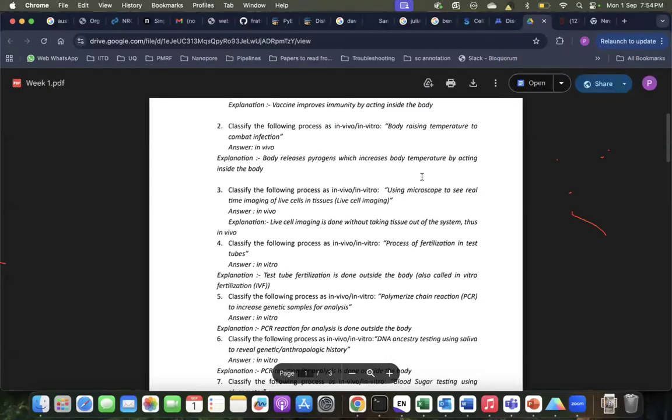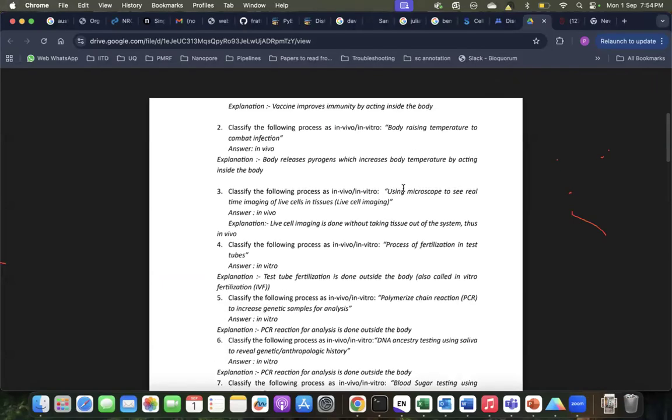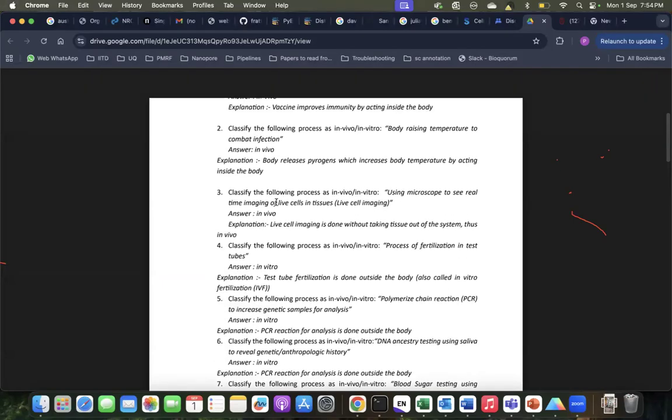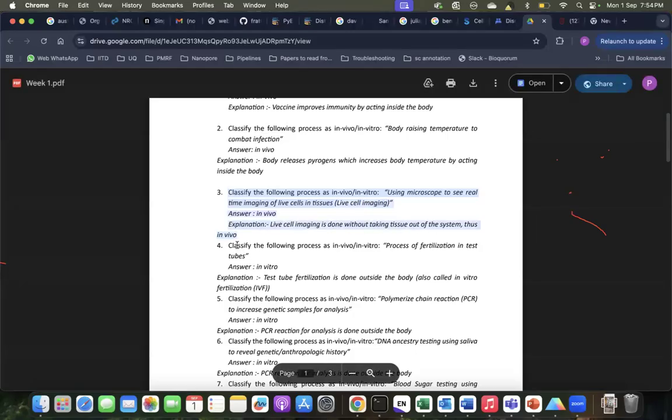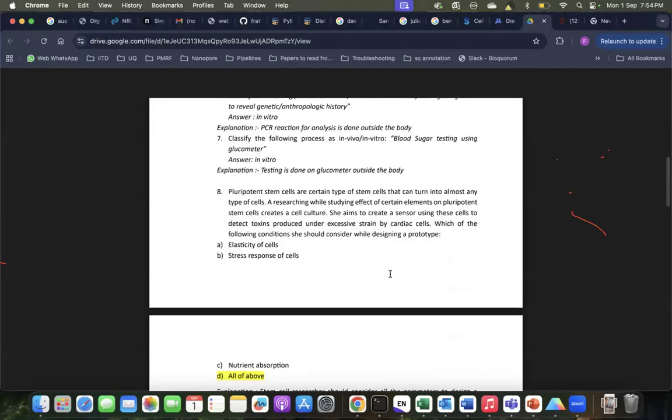So what you had talked about here, yeah. This question, right? Using a microscope to see real-time imaging of cells and tissues, it says that live cell imaging is done without taking the tissue out of the system. It's in vivo. So it is a confusing question, but I think the main crux of it was live cells and in tissues. So that's what classifies as in vivo. But yeah, I can understand why it's a tough question.